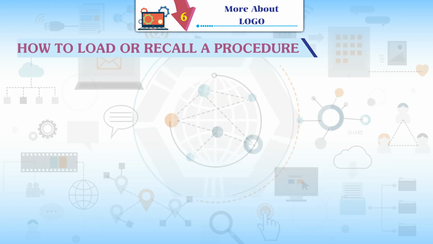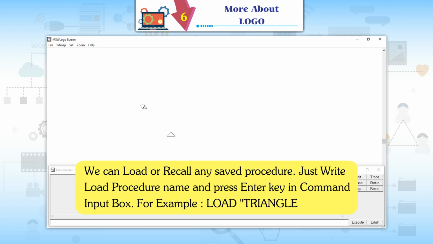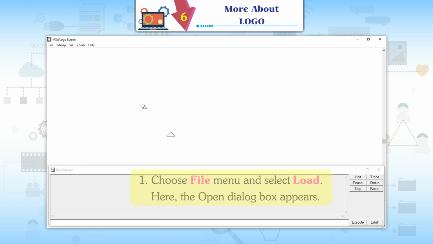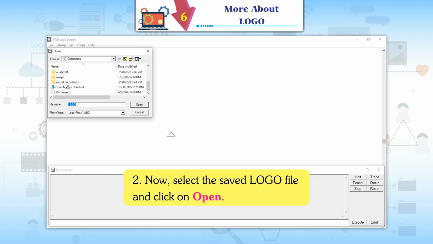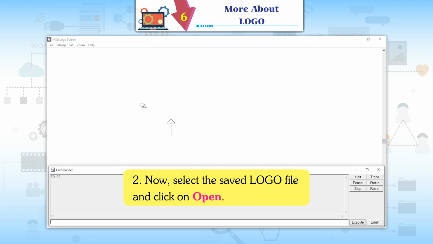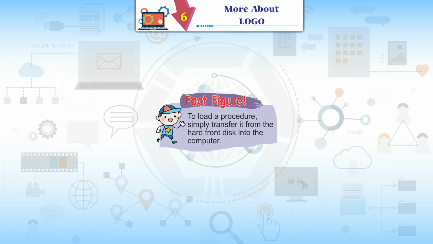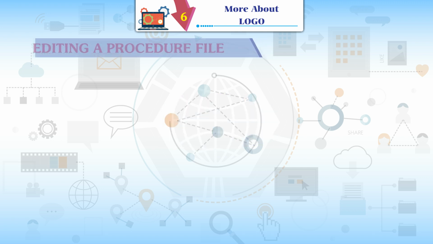How to load or recall a procedure. We can load or recall any saved procedure. Just write LOAD followed by the procedure name and press the Enter key in the command input box. For example, LOAD triangle. Or choose the File menu and select Load. Here, the Open dialog box appears. Now, select the saved Logo file and click on Open. Fact figure. To load a procedure, simply transfer it from the hard disk into the computer.